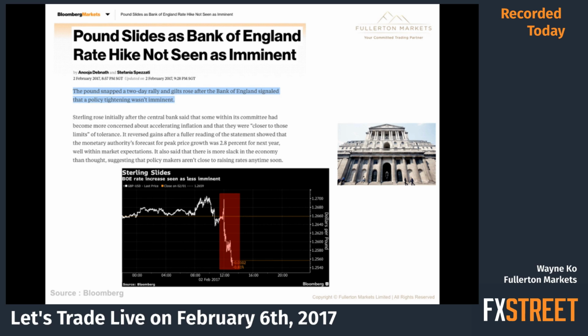So data is showing some slowing down. So that's another reason why Bank of England is not in a hurry to tighten at this moment. So that's so much for Bank of England.